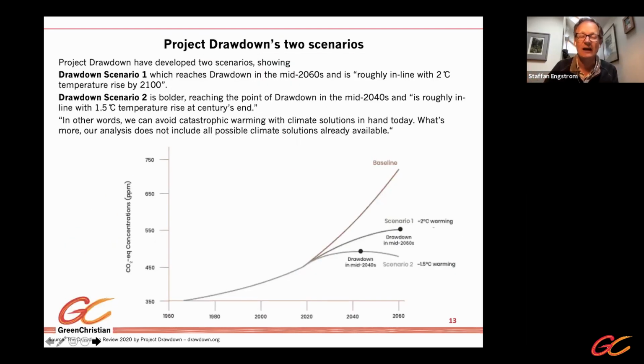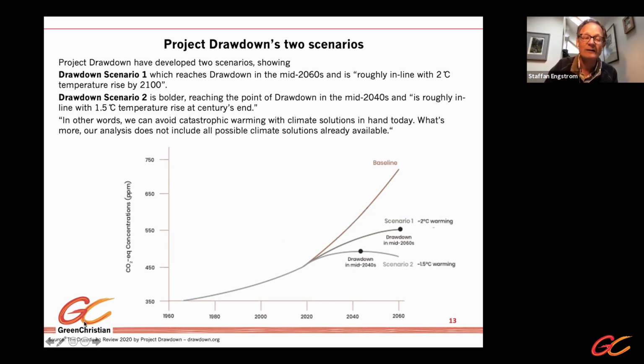Two scenarios they have. Scenario one is, the first one is the baseline. You see how the baseline is going up, up, up, up, up. That's where we're heading now in terms of total CO2 equivalent concentration in the atmosphere. Scenario one gets to -2 warming and gets a drawdown in the mid-2060s. Scenario two gets to 1.5 degree warming, and that happens in 2045.